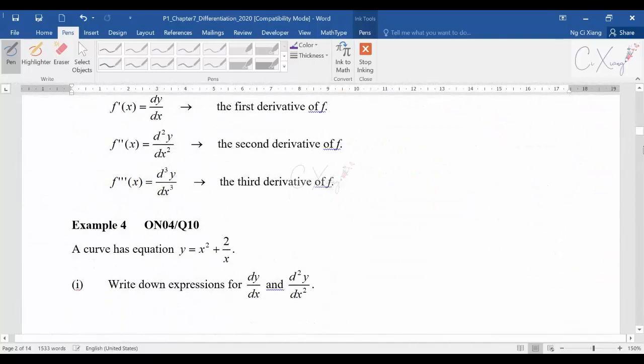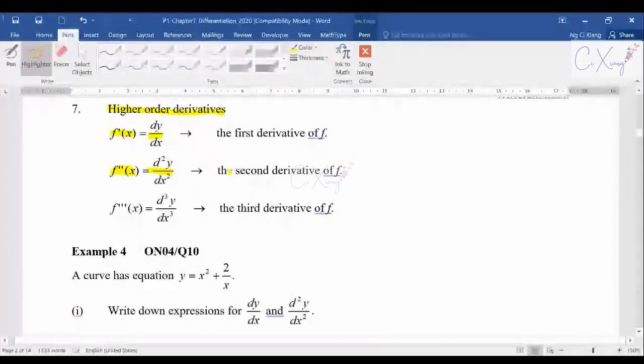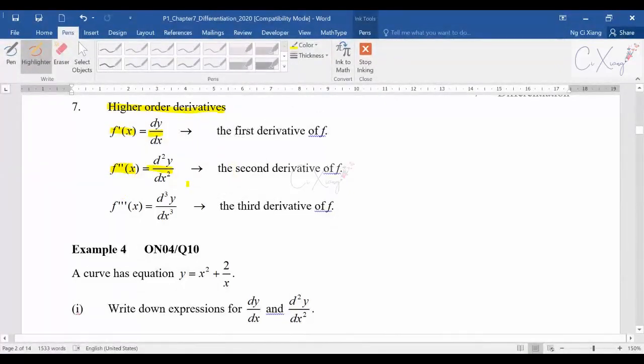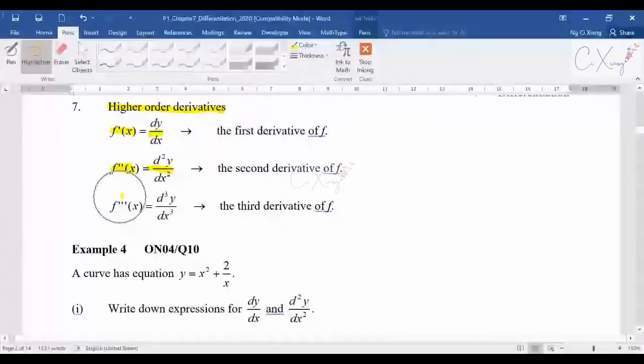For all the examples that we discussed just now, we are talking about differentiation one time only. In our syllabus, we also have the higher order of derivative. When you have f prime x, which is dy dx, that means you differentiate the function for the first time. From the answer that you have, if you further differentiate it, then you have the second derivative of f. If you continue further, then you have the third derivative of f, and so on. Usually for our syllabus, we will cover until the second or third derivative.